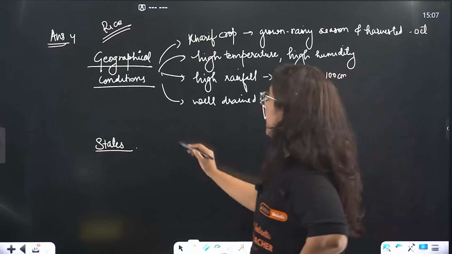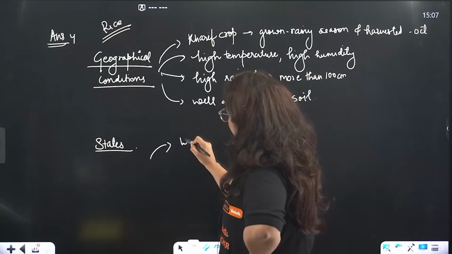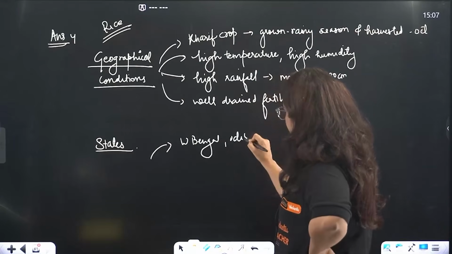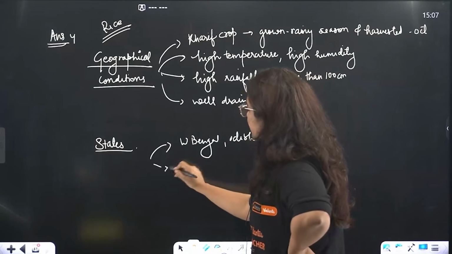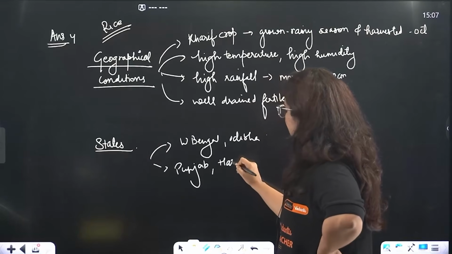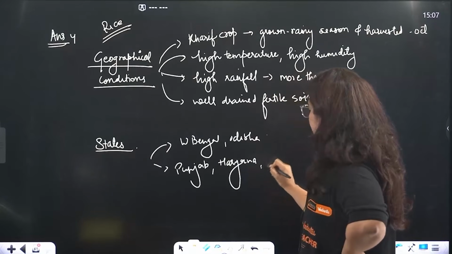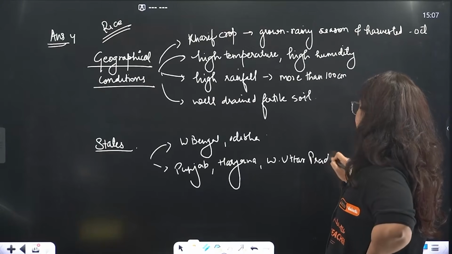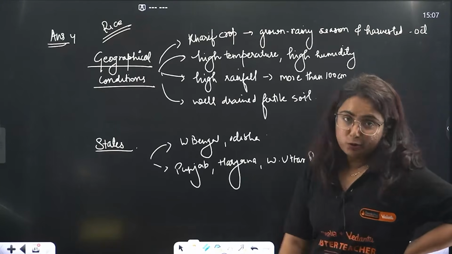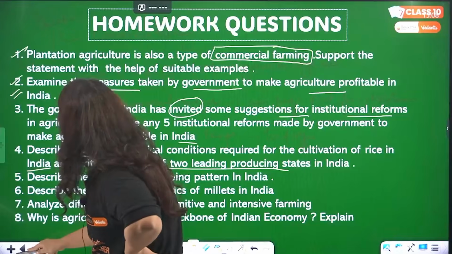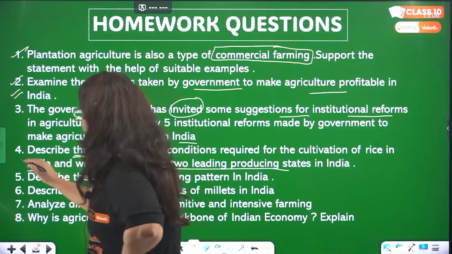The states, okay, very much clear. West Bengal, right? Odisha, okay. Along with that, we have major producers in India after the introduction of the Green Revolution, that is Punjab, Haryana, and Western Uttar Pradesh. So these are the states where rice is grown majorly. Okay, moving towards the next question. So it is question number 4 done by us.